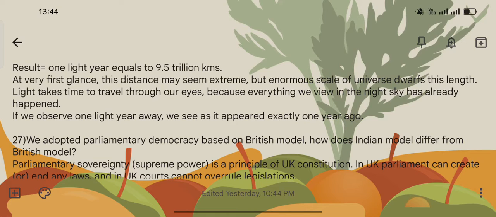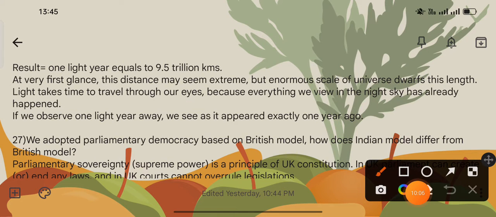because everything we view in the night sky has already happened. And this is also a most important point. Light takes time to travel to our eyes because everything we view in the night sky has already happened. If we observe something one light year away, we see it as it appeared exactly 1 year ago.